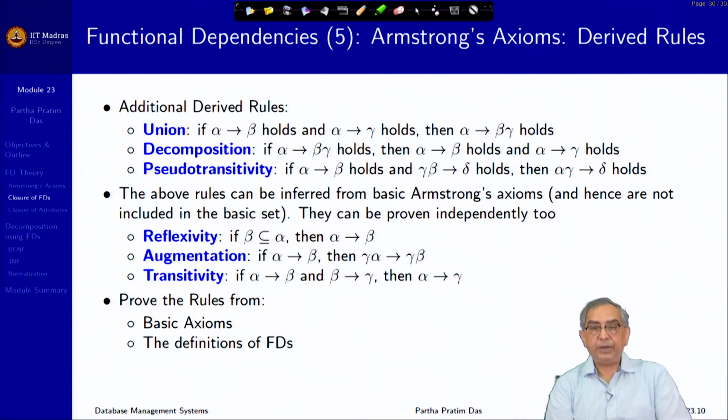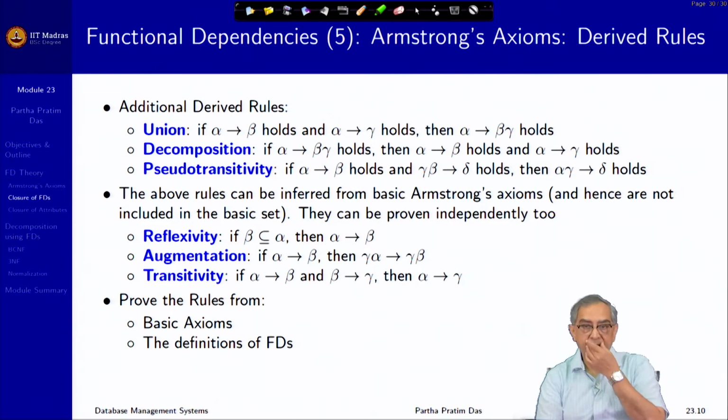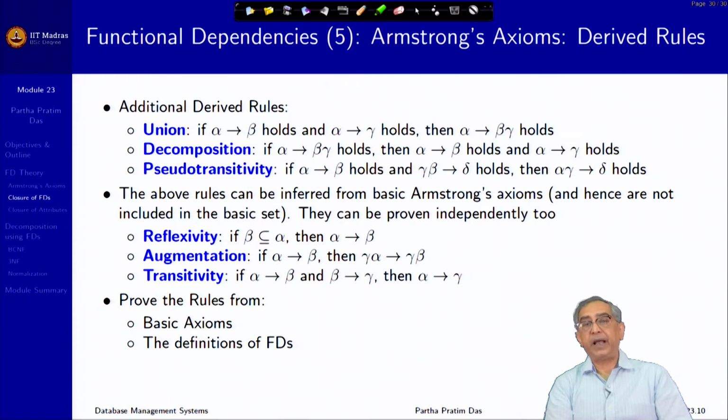Now, in this process we can also observe the kind of functional dependencies we were getting, and we can actually enhance Armstrong's axioms themselves. These are called derived rules, because these are not new rules by themselves; they follow from the original 3 rules.